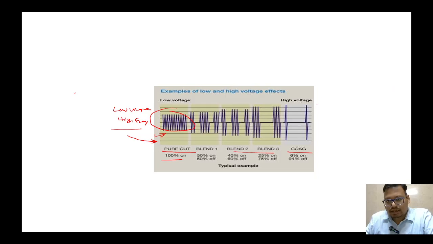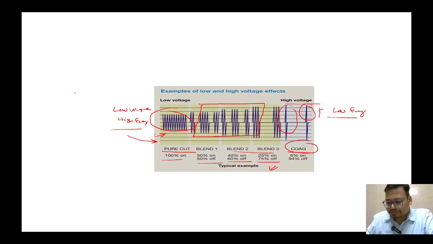But in this one the voltage is high. See, the baseline is high, voltage is high, and there is less frequency, there are only two waves. So at high voltage and low frequency, we get the coagulation mode. Why? We will discuss. Another is blend mode, which is a mixture of cutting and coagulation. Blend 1 is 50% on, 50% off. Blend 2 is 40% on, 60% off. And blend 3 is 25% on, 75% off. Depending upon our requirement, we have these settings.